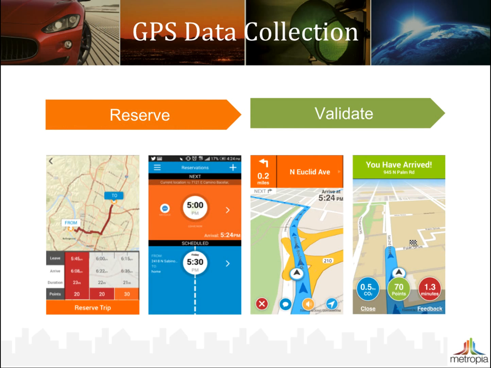When a user starts a trip with the Metropia app, the internal GPS module built into the smartphone is activated and starts to record the second-by-second data. This data, including the latitude, longitude, velocity, and acceleration, are collected at certain time intervals and sent back to the cloud server for further analysis.